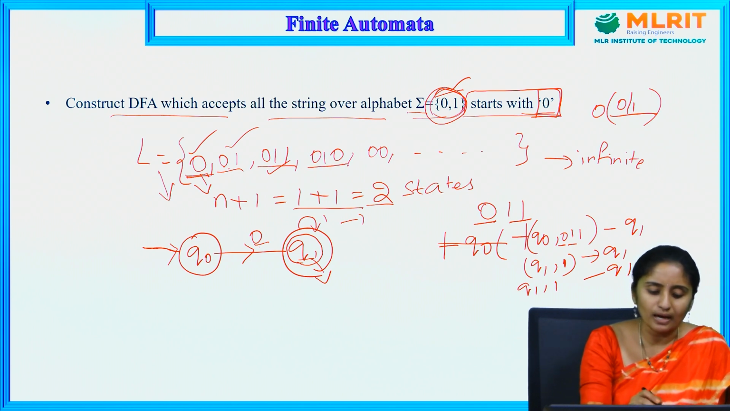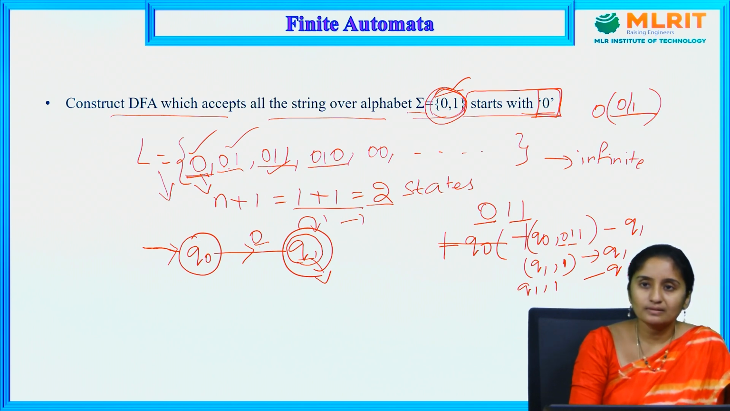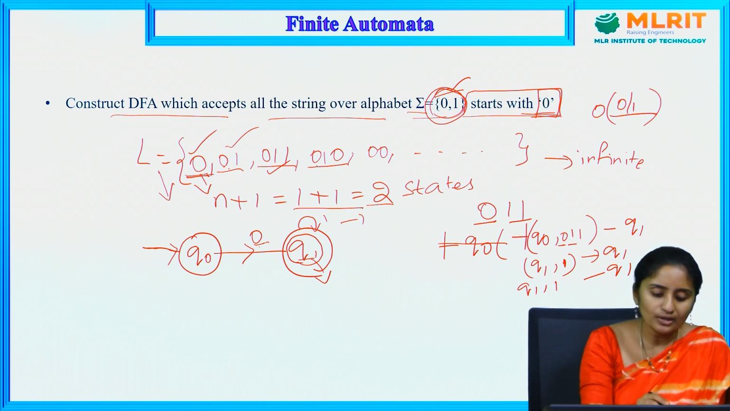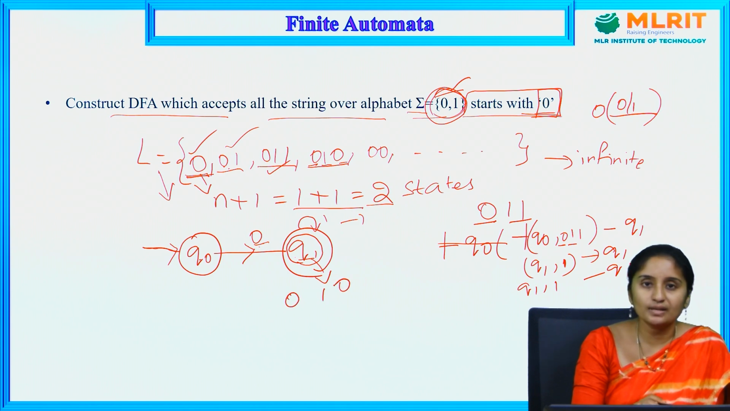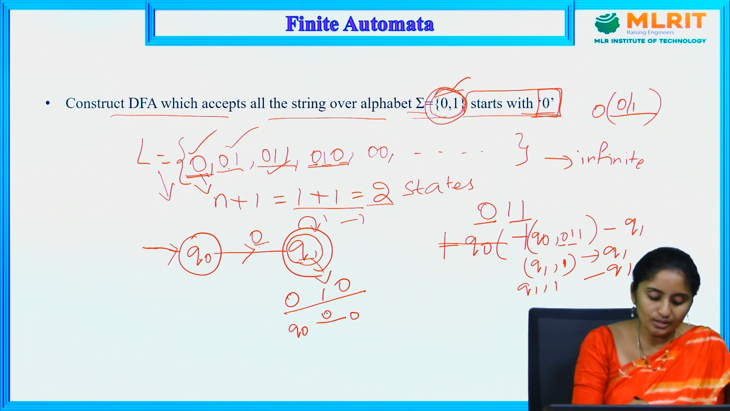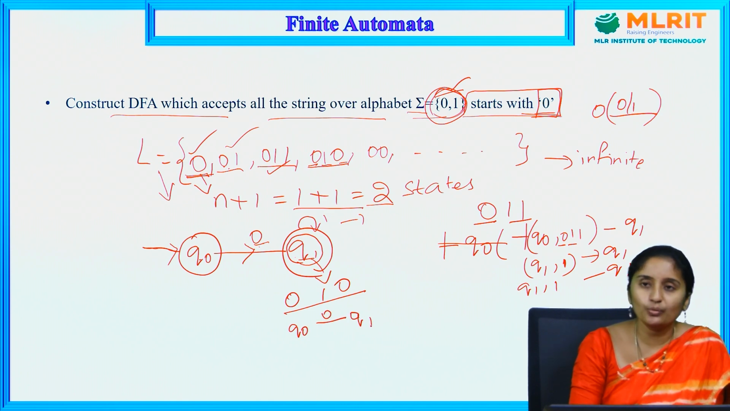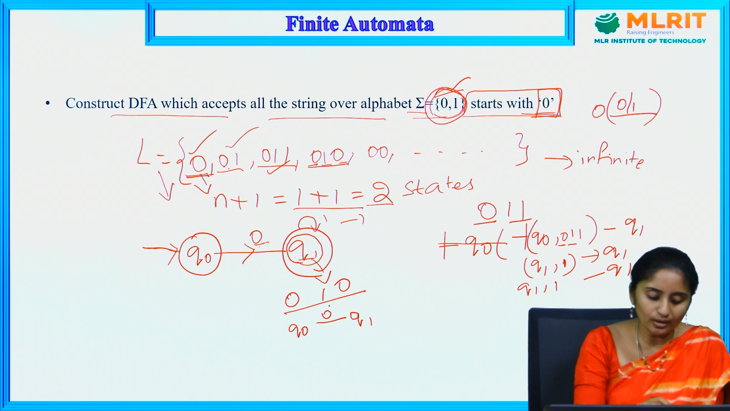So the next I am having is 0, 1, 0. Check 0, 1, 0. So from Q0 to Q1 on 0 input. Let's check this one by using the transition function. Q0 on 0, where is it going? To Q1. Then from Q1, the next input symbol I am having is 1. So Q1 on 1, it is moving to Q1.